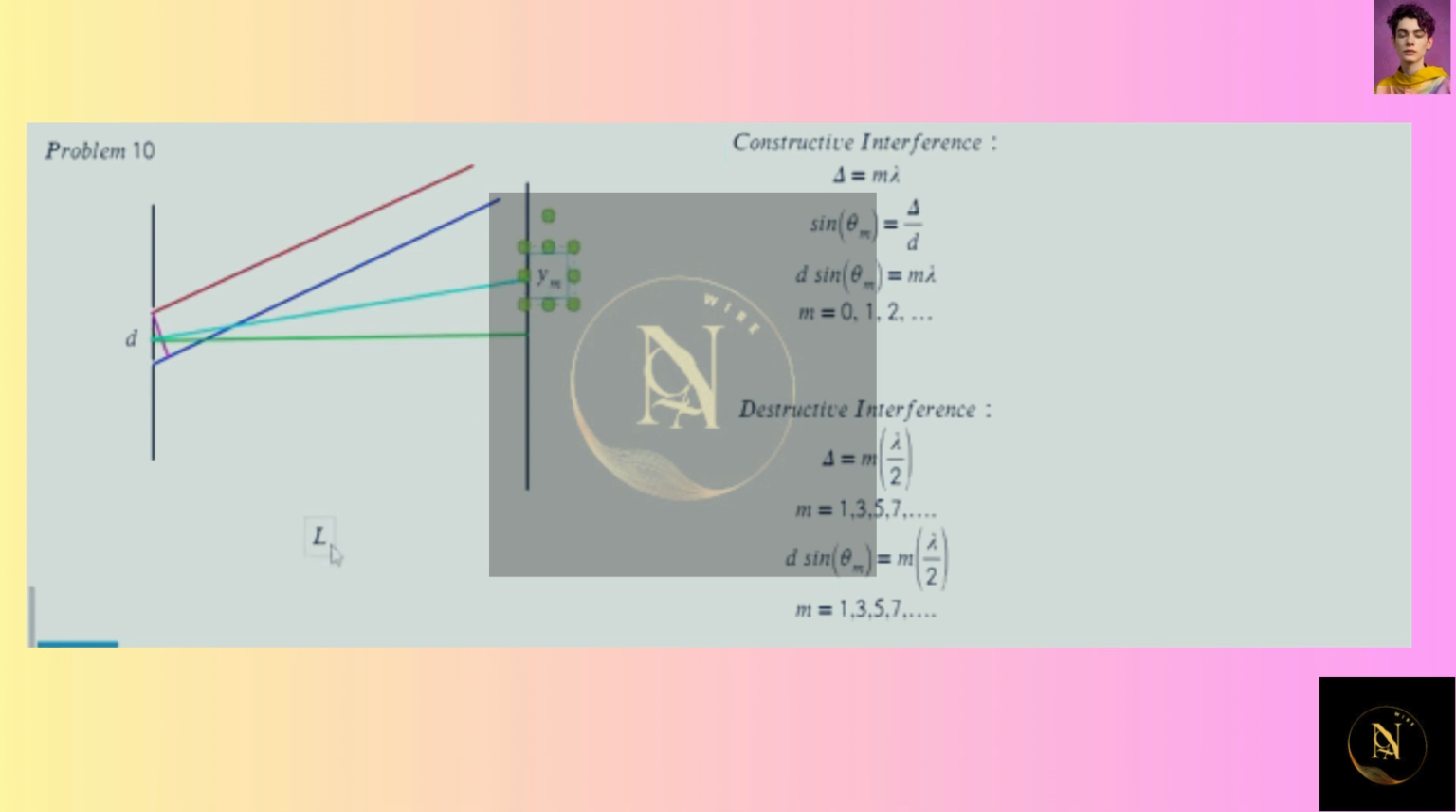So again, from the geometry, we see that tangent of theta m is going to be equal to y sub m over L. Now for small angle approximations, tangent is going to be approximately equal to sine, and then we could use this information to find the exact location of these bright and dark fringes.